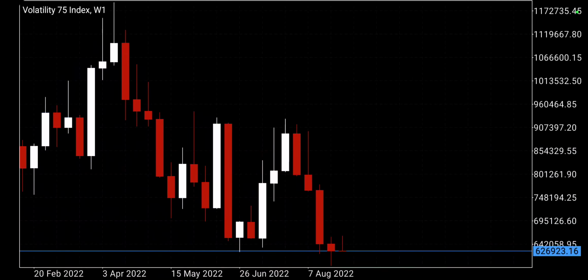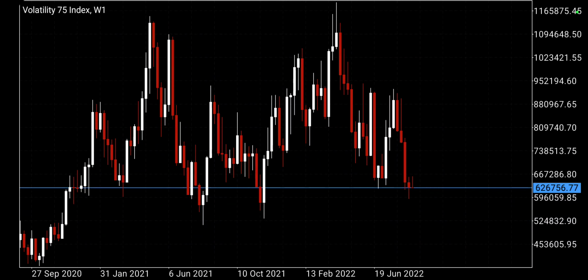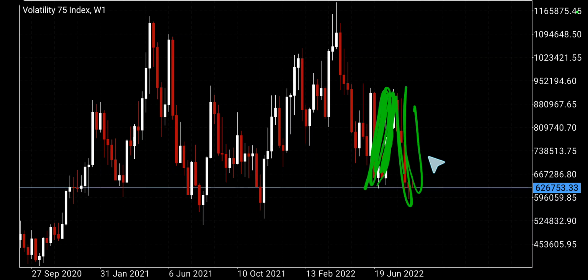Our weekly is where it gets interesting, because remember, when it was coming down for the first time on monthly, right, there it got rejected like that. You can see this. That's when it went up. Now it's coming for the second time.